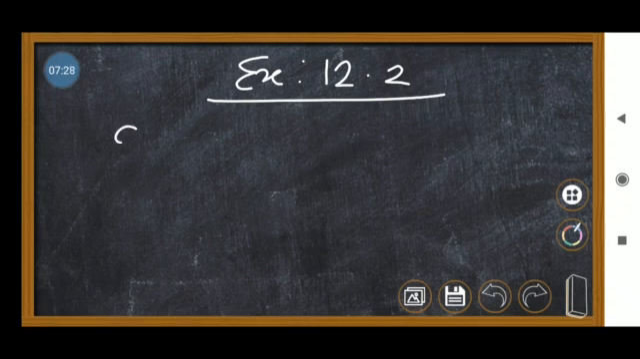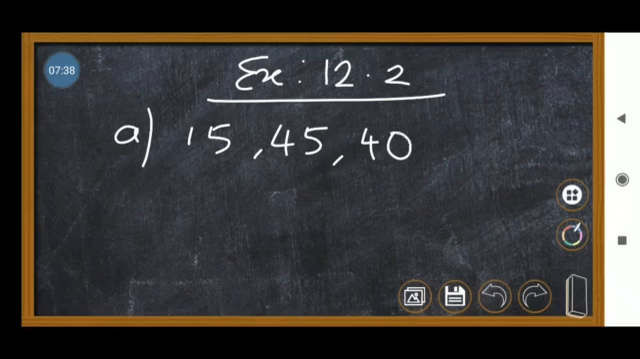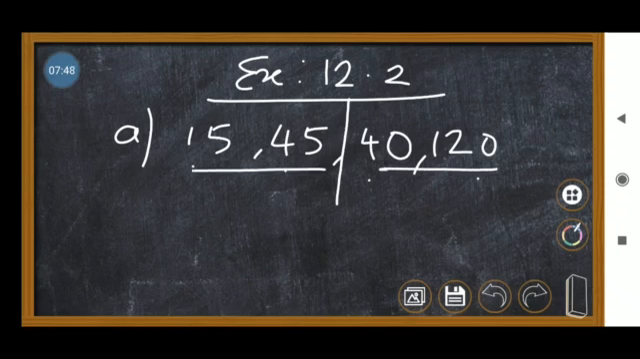Okay, first problem we have to take. What they have given: 15, 45 and 40, 120. Now we have to split. How many numbers are given in total? 1, 2, 3, 4. So split it: these two numbers and these two numbers, you have to find the ratio between 15 to 45 and 40 to 120.